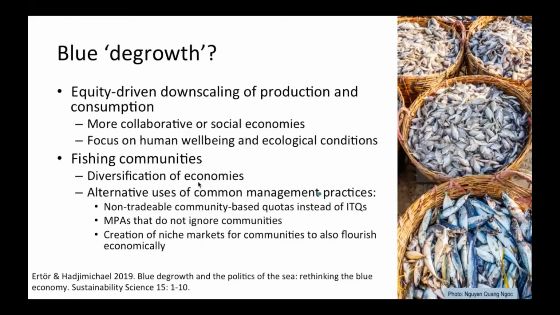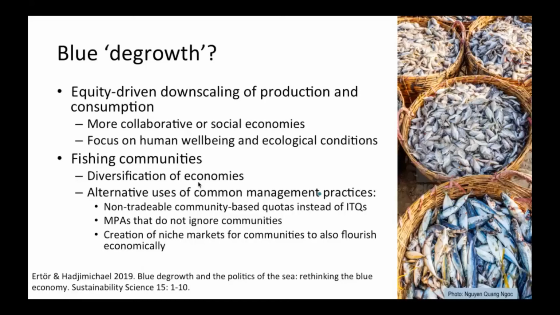And another important point is, when we think about blue growth or blue degrowth, that communities can have ideas that we didn't think of before. For example, one thing that is usually promoted in Western fisheries management is the use of ITQs. But communities on their own have proposed that instead of using ITQs, which can result in concentration of income and of power, why not give quotas to the communities, and these quotas cannot be tradable, for example.